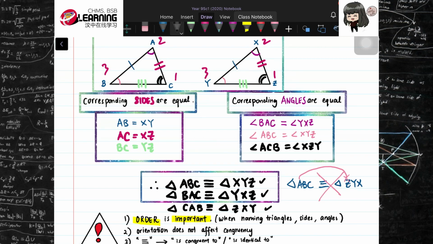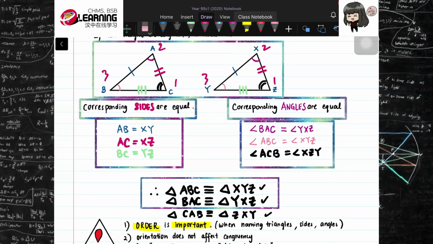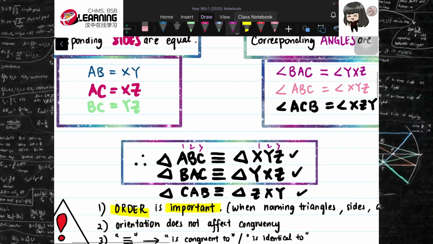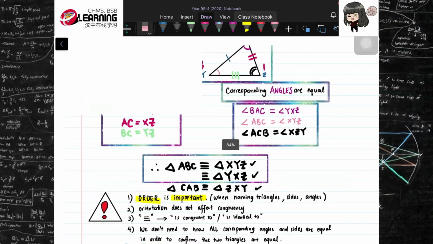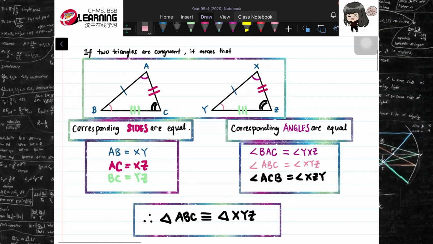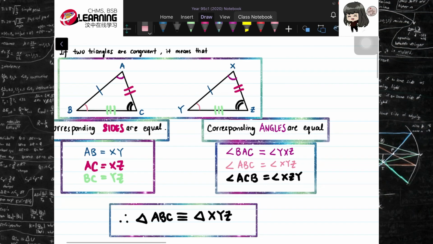You write only one time to show that they are congruent. We can choose either one of these to write down, as long as it is the same order. If ABC and XYZ, and we write BAC, we start off with B first, so therefore this one is YXZ. The order is the same. Can you see that? In my notes, I will write down only one. You can write down the rest also, I don't mind, but let's not make the notes more complicated. The sides must be all the same, corresponding sides and corresponding angles.